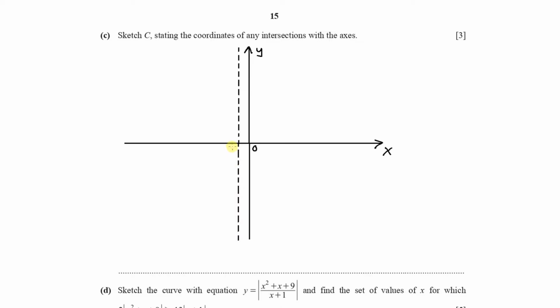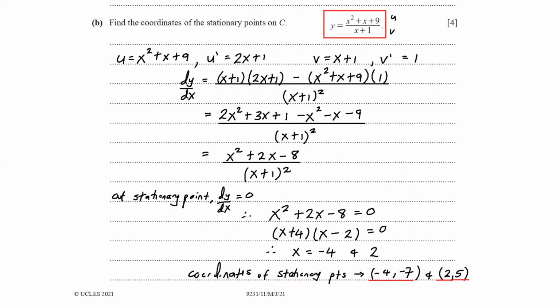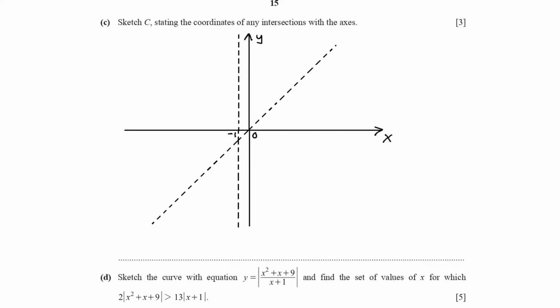So it intercepts at minus 1 here. And then we have the oblique asymptote right here. And now my graph will come out like this. I have to consider the fact that we've got two stationary points, and that's at (-4, -7) and (2, 5). So I know that my graph is going to be coming out like this.